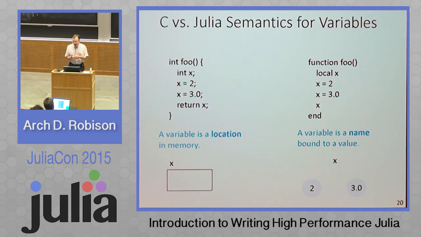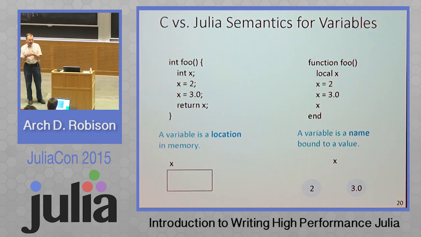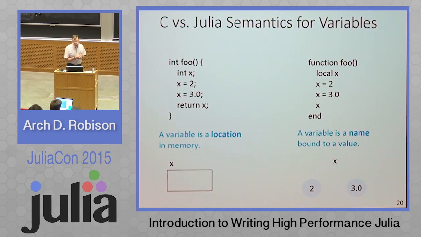Now, Julia is a different beast. Julia is more about, by default, delivering correct answers as opposed to fast answers. And so in Julia, I write a similar looking function here. But variables are no longer locations. A variable is a name bound to a value. So initially, if I say local x, it's not bound to anything. And if I try to use it, it'll give you a runtime error.